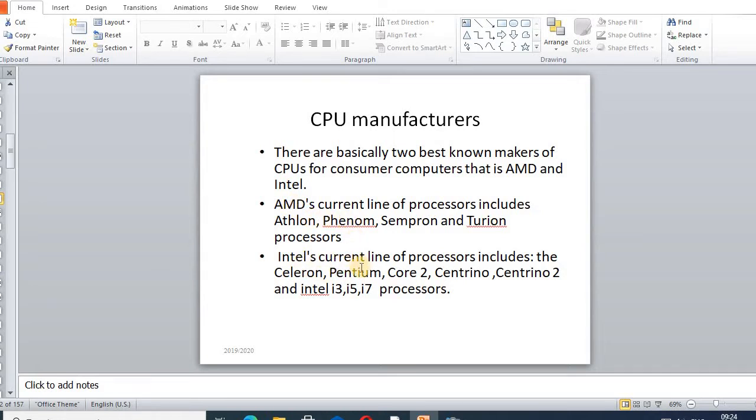So Intel's current lines of processors include the Celeron, Pentium, Core 2, and then we have i3, i5, and i7 processors. The i3, i5, i7 are the current processors now. If you need the fastest machine, at least it should be an i-series. But if it's still a Celeron, Core, or Pentium, then that machine is old. I'm not saying it cannot work, it can still work, but there are some software that cannot run on that machine.